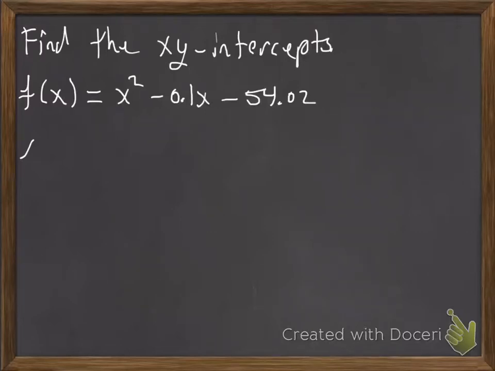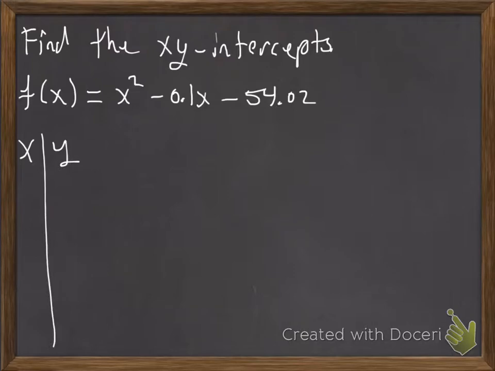Alright, we're going to look at another example of finding the x and y intercepts of a parabola. So you were looking at this particular function, x squared minus 0.1x minus 54.02. And we may or may not be able to factor it. This one may be difficult to factor. So let's go ahead and maybe try to use the quadratic formula when we're looking for the x-intercepts.